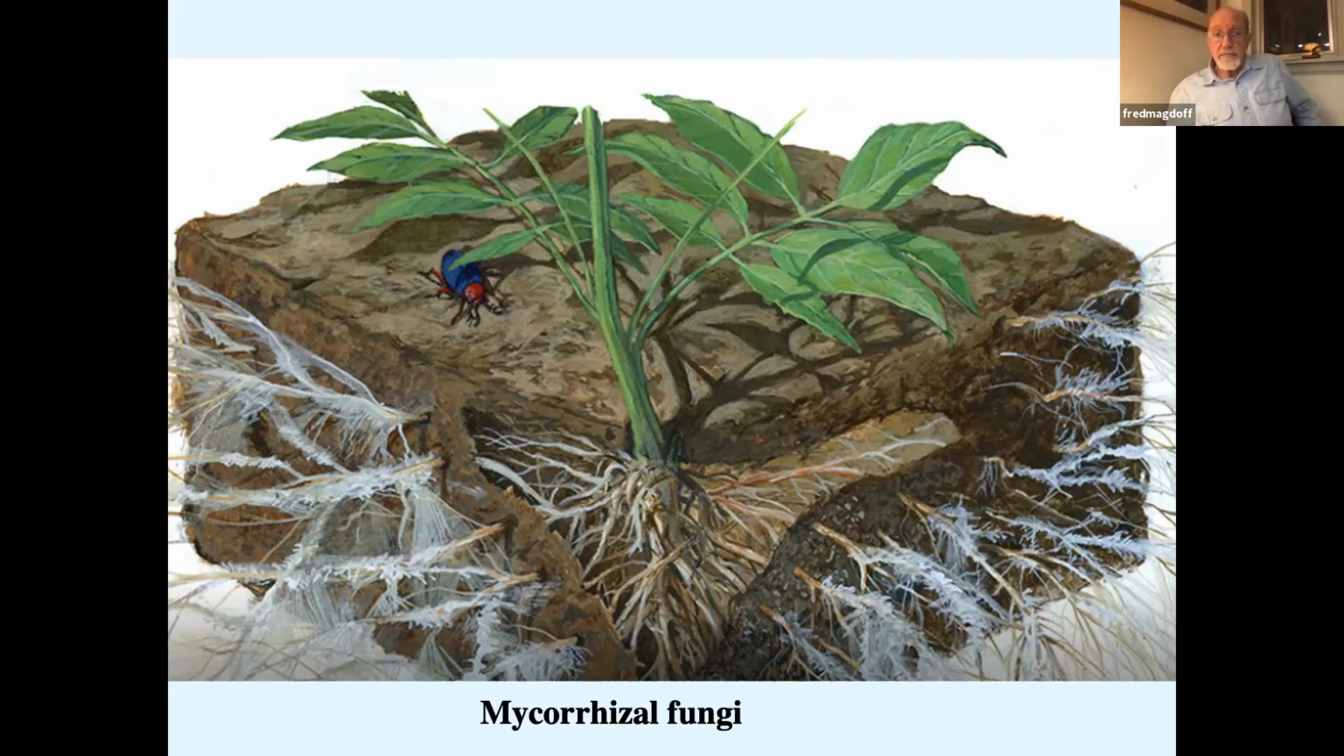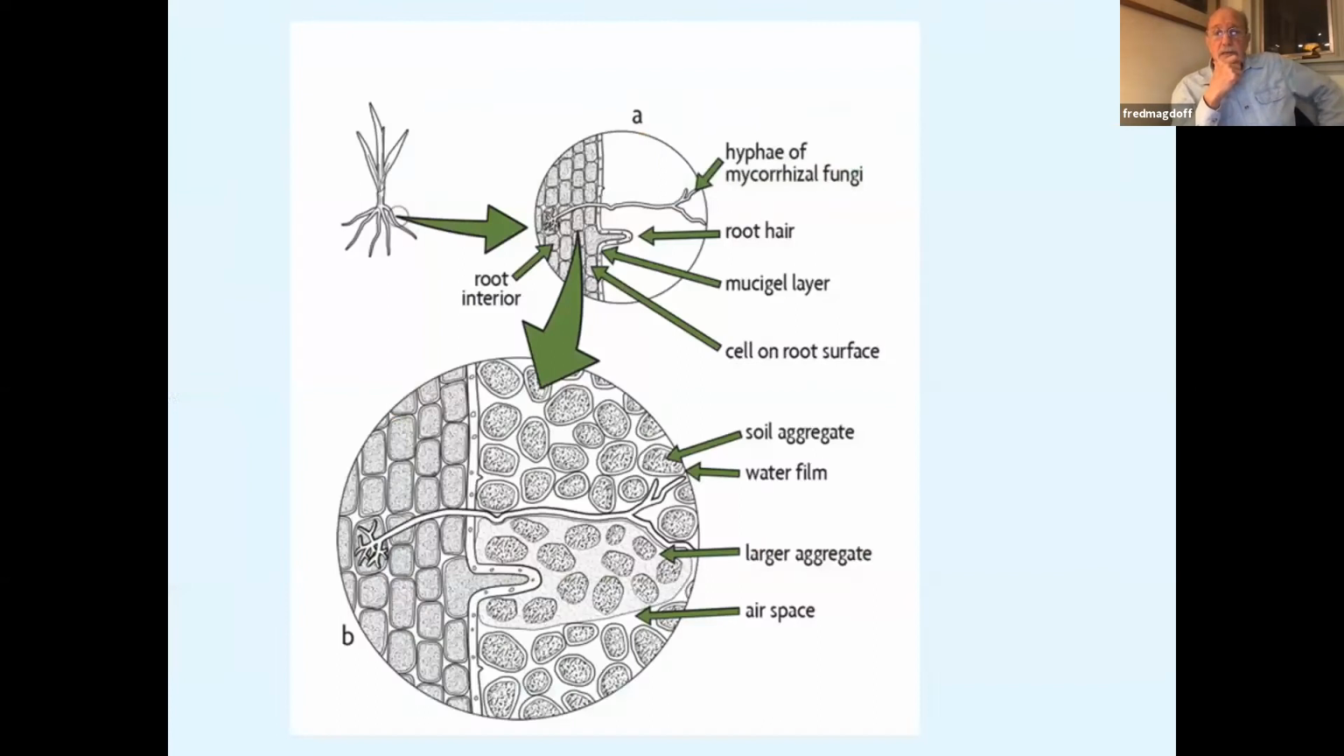So the next slide, please. This is just a diagram from the book, showing how mycorrhizal fungi grow out. Also, they basically extend the plant into the soil and give it a much greater ability to interact with the soil. The next slide, please.